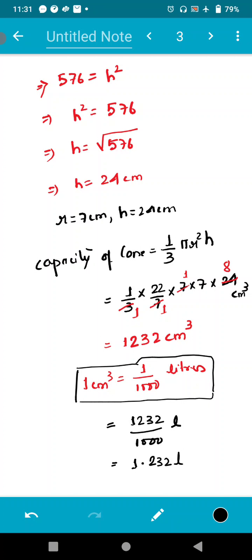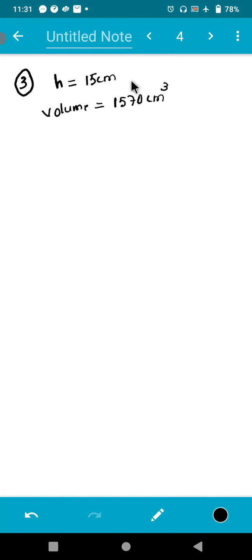Now let's move on to the last sum of today's session, that is question number 3. So what data is given in the question? The height of the cone is given, which is height equals 15 centimeter, students. And this time we do not have to find the volume, as the value of volume is already given, that is 1570 centimeter cube. Okay, and we have to find out the diameter. Even the pi value is not given as 22/7, but this time they have given 3.14.